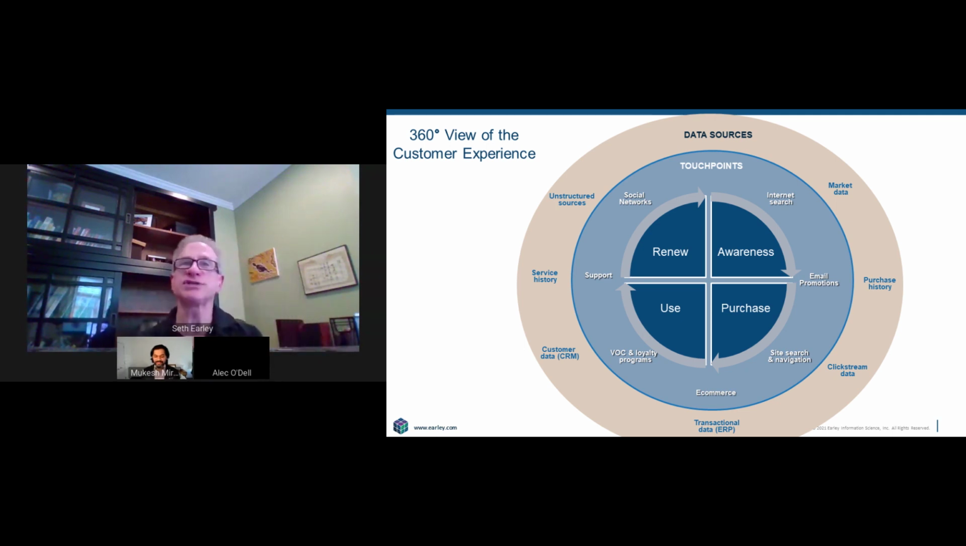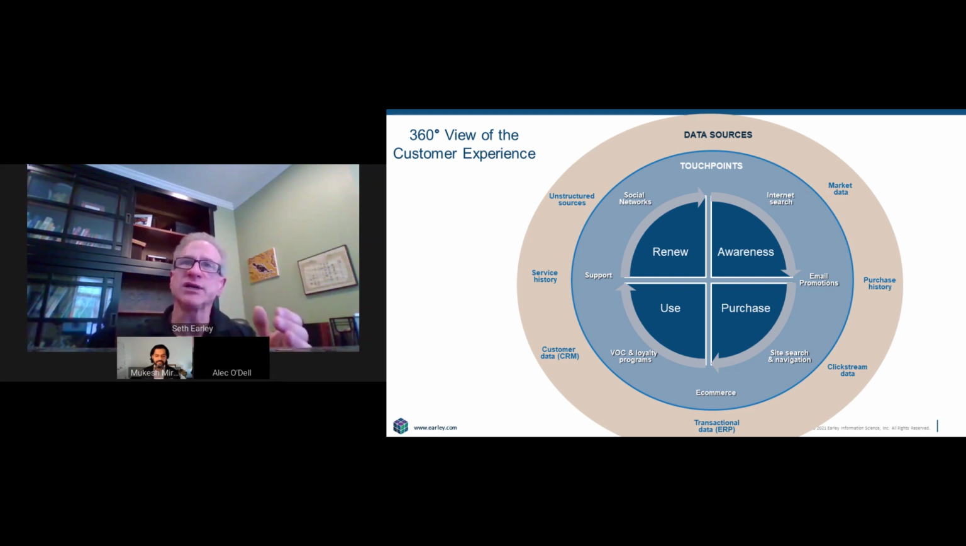So when we say 360-degree view, you can visualize it as, what are they doing in these different areas? How are they responding to our touch points? How are they responding to promotions? How are they navigating the site? How are they finding the site in the first place? How are they dealing with support? Are we gathering the voice of the customer feedback on an ongoing basis where we can start to do text analytics? What's going on in social media?